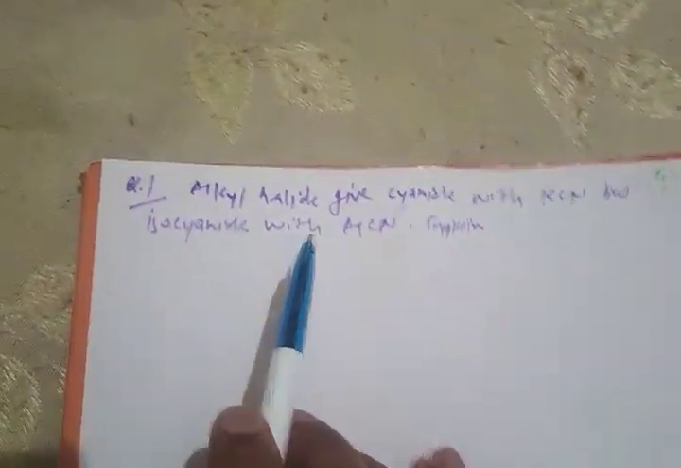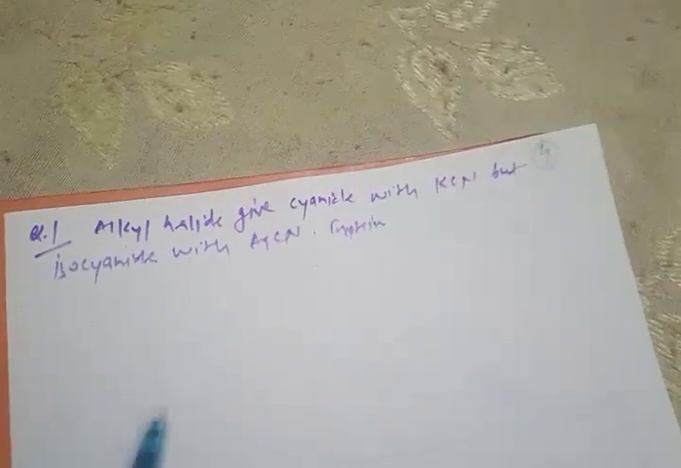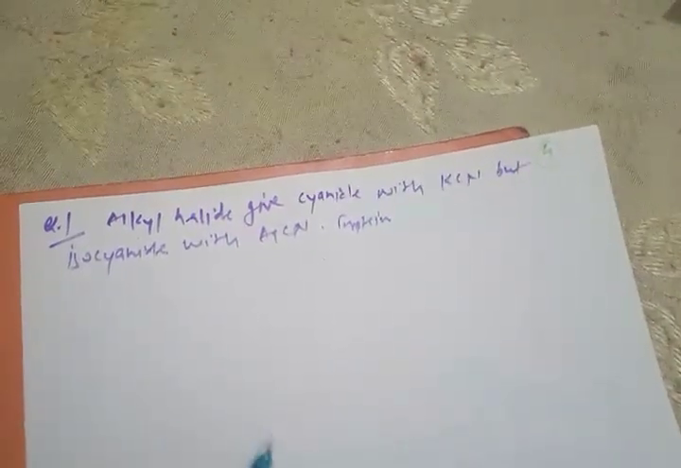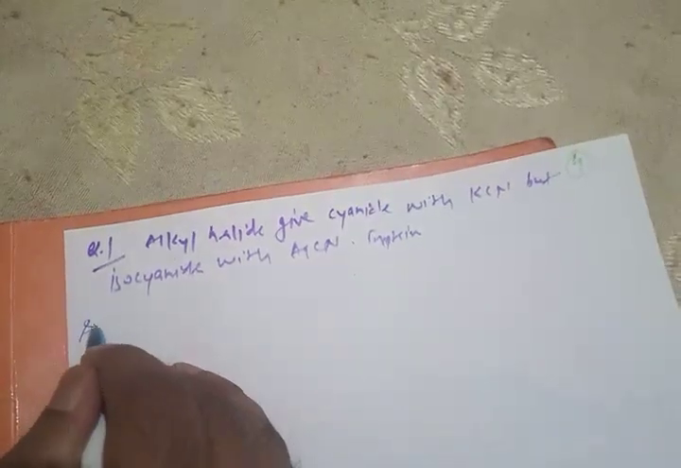So this is the question: why does an alkyl halide give cyanide with KCN but isocyanide with AgCN? We need to explain the reason. What hint have I given you? That there is a difference in bonding, that one is covalent and the other is ionic. That is quite correct, but additionally we require something else. So let's start the solution.